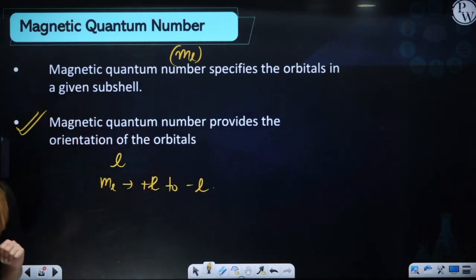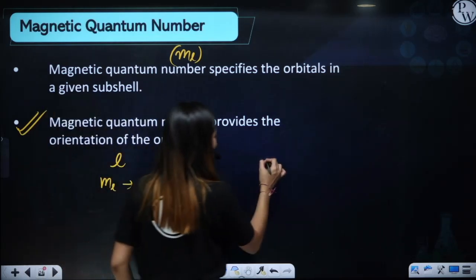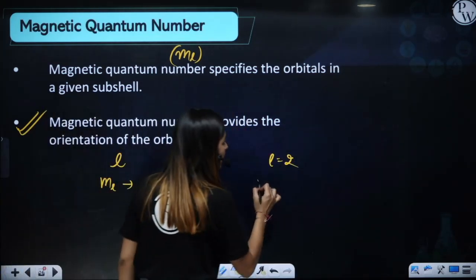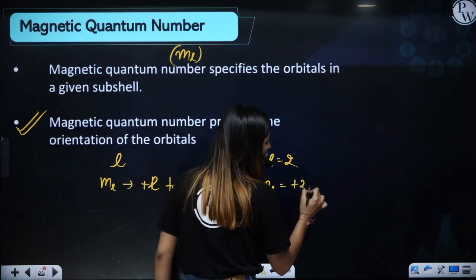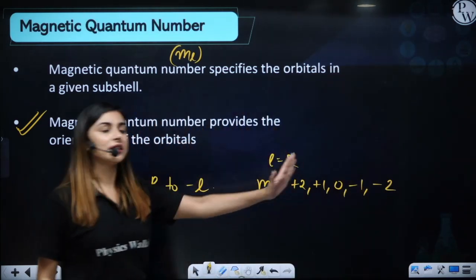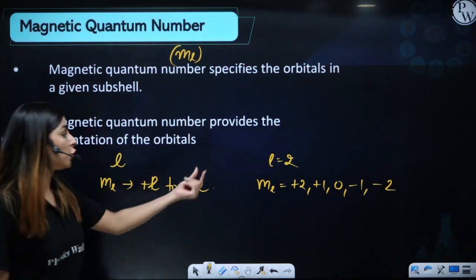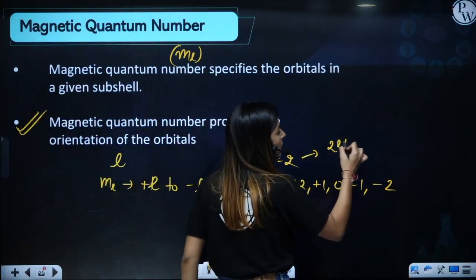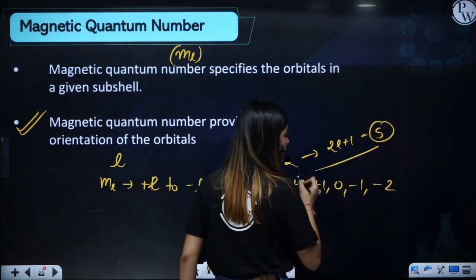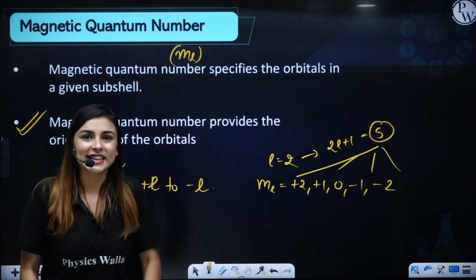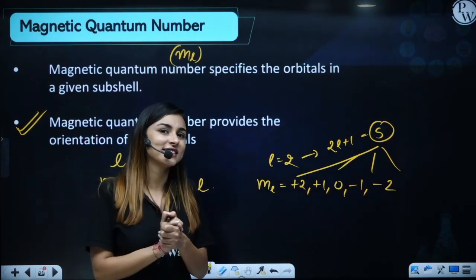We cannot understand without an example. Let's say l is equal to 2. What will be the ml values? Plus 2, plus 1, 0, minus 1 and minus 2. All these values are possible. And you know that for l equal to 2, there are 5 orbitals, by the formula 2l plus 1, which is 5. And these are the 5 values. Isn't it amazing?